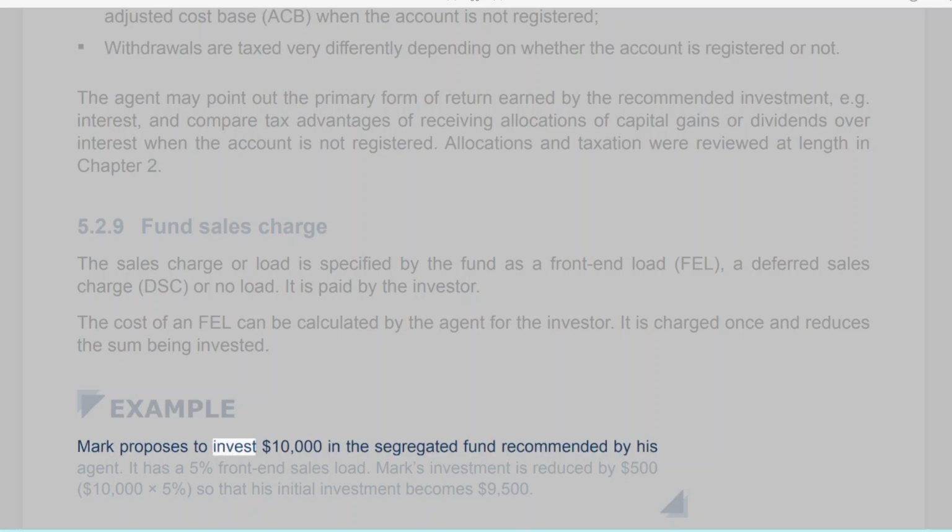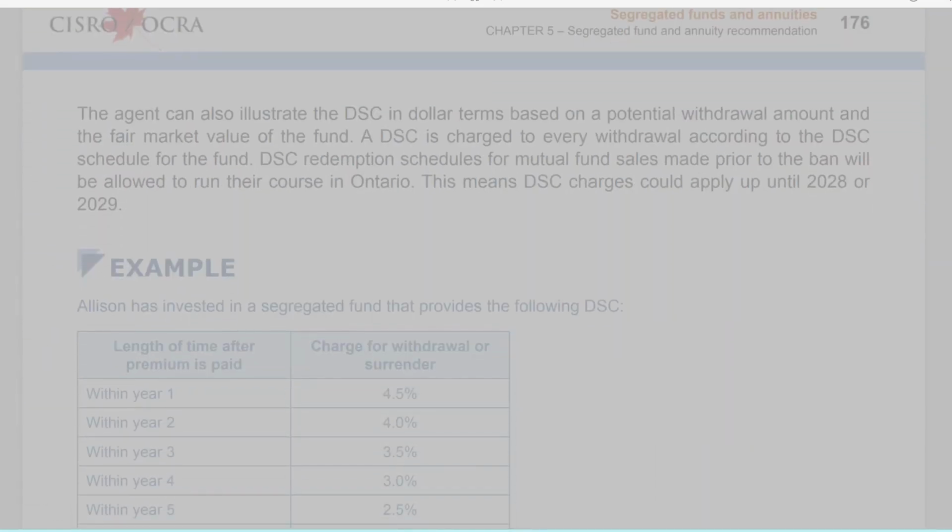Example: Mark proposes to invest $10,000 in the segregated fund recommended by his agent. It has a 5% front-end sales load. Mark's investment is reduced by $500, $10,000 times 5%, so that his initial investment becomes $9,500. The agent can also illustrate the DSC in dollar terms based on a potential withdrawal amount and the fair market value of the fund. A DSC is charged to every withdrawal according to the DSC schedule for the fund. DSC redemption schedules for mutual fund sales made prior to the ban will be allowed to run their course in Ontario. This means DSC charges could apply up until 2028 or 2029.